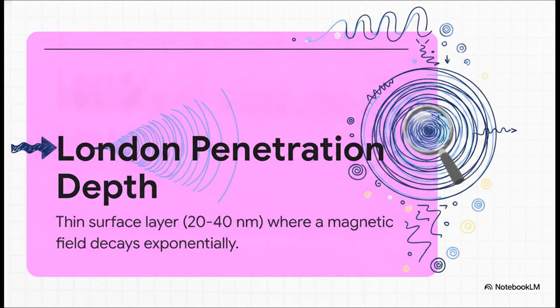Within this minuscule depth, the external magnetic field induces these persistent, perpetual screening currents running right along the surface. And these relentless surface currents act like an electromagnetic shield, generating an exact, opposing magnetic field that completely cancels out the external magnet's field inside the bulk of the material.